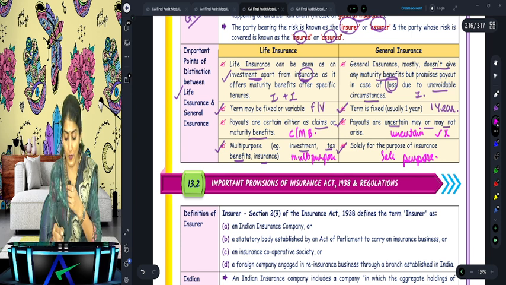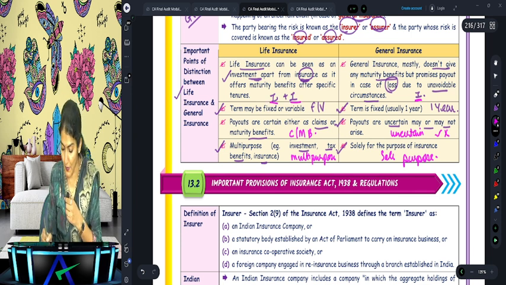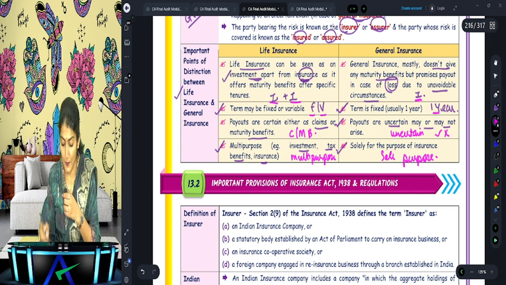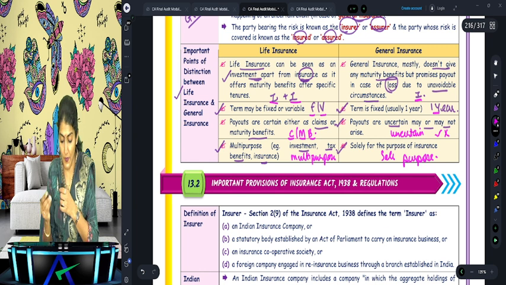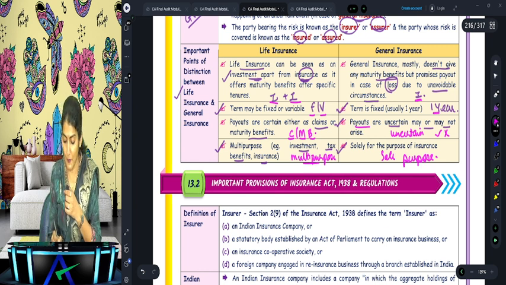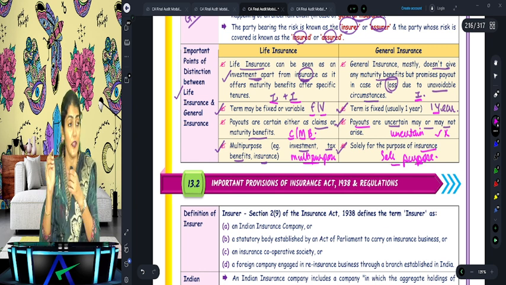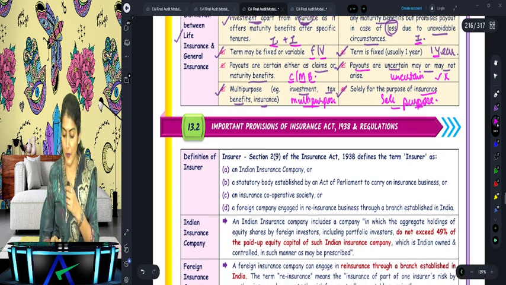Okay, right? So your investment plus insurance. Here only the insurance. Here the term is fixed or variable. Here the term is 1 year. Here you can get the claims or the maturity benefits. Here the payouts are uncertain. This is multi-purpose. This is the sole purpose of the insurance, right? Solely for the purpose of the insurance.